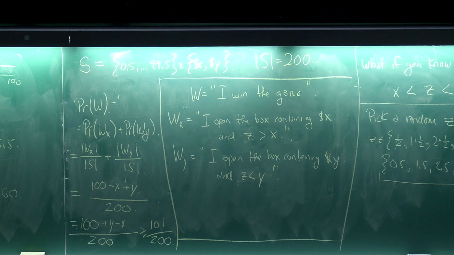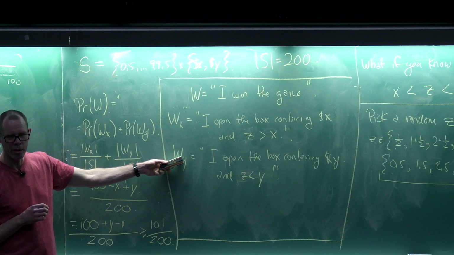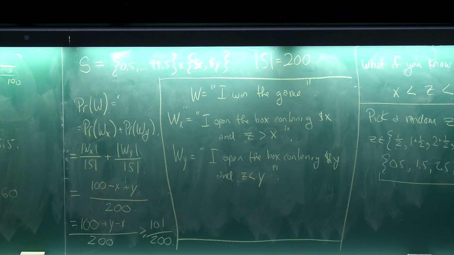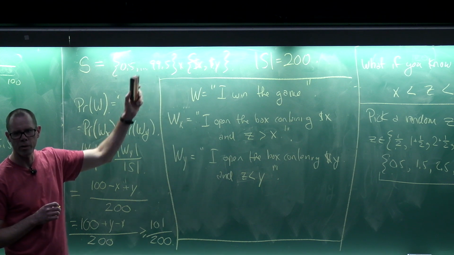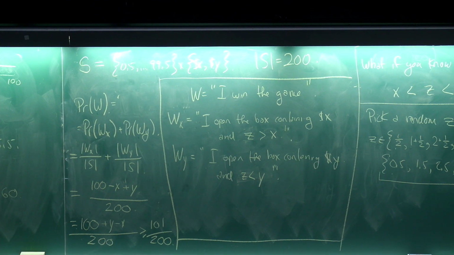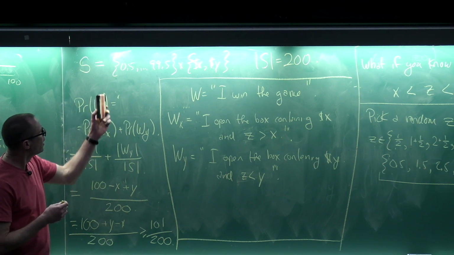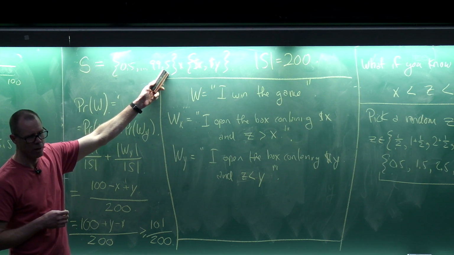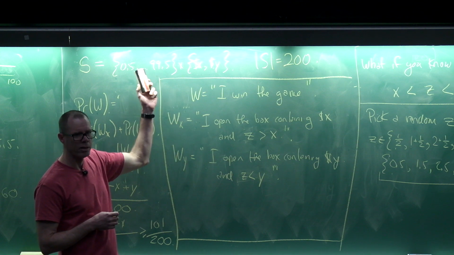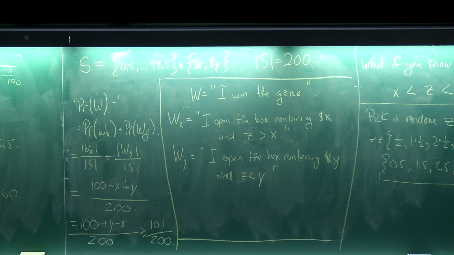Because there's 100 things in here that are bigger than 0, and 100 things in here that are smaller than 100. So that's where the 200 comes from. If I open the box that contains X, then 100 choices in here are bigger than that value. And if I open the box that contains Y, then 100 choices are smaller than that value. Okay?